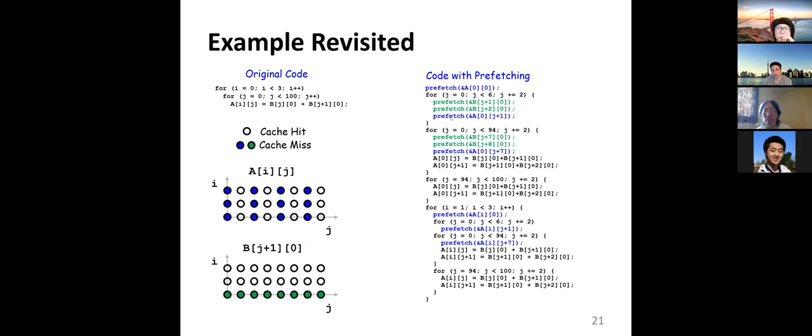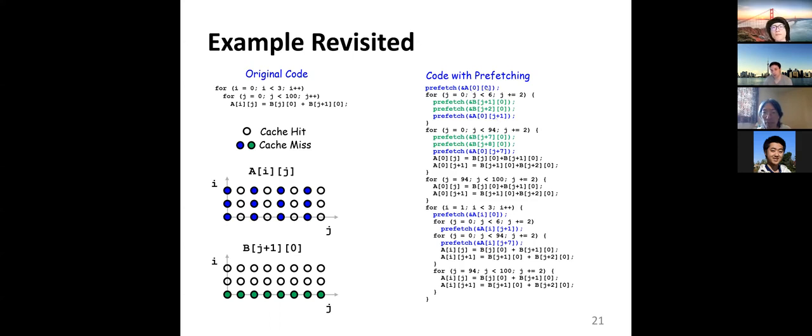So if you got confused, think about it this way. When I bring A00, that brings A00 and A01 into the cache at the same time. So I don't need to prefetch both A00 and A01. I only need to prefetch every other iteration. Because of that, done with proper math, I identified how many I want to prefetch here.